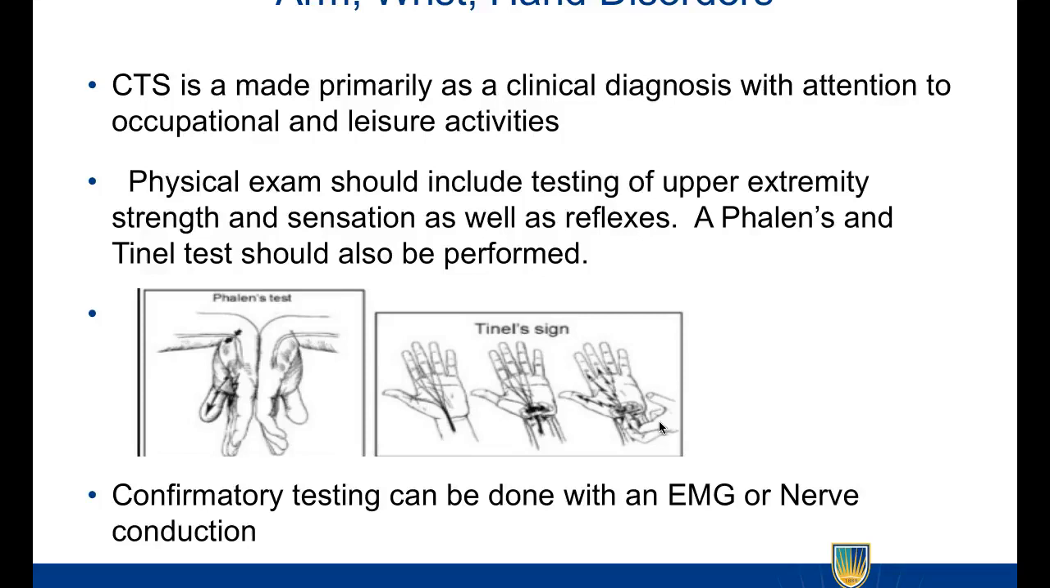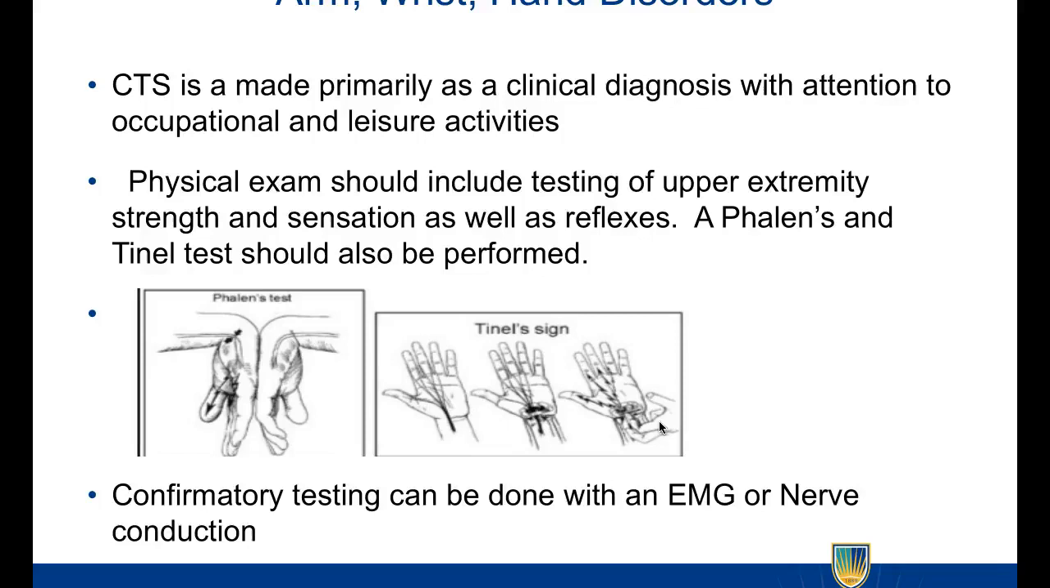Carpal tunnel syndrome diagnosis. Carpal tunnel syndrome is made primarily as a clinical diagnosis with attention to occupational and leisure activities. Physical exams should include testing of upper extremity strength and sensation, as well as reflexes. A Phalen and Tinel test should also be performed. In the Tinel test, the provider taps over the median nerve of the affected wrist. The test is positive if tingling occurs in the affected fingers.